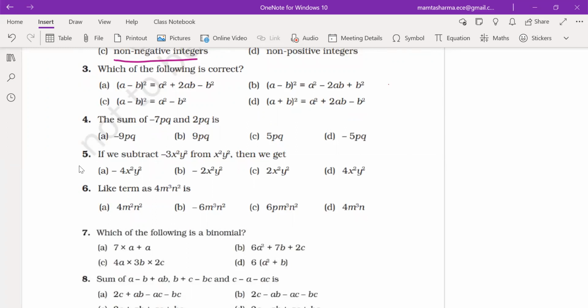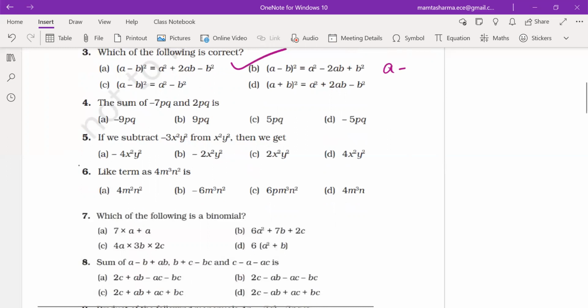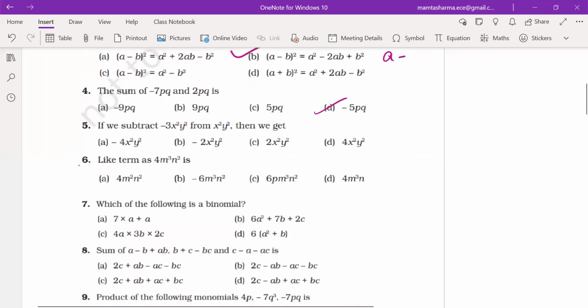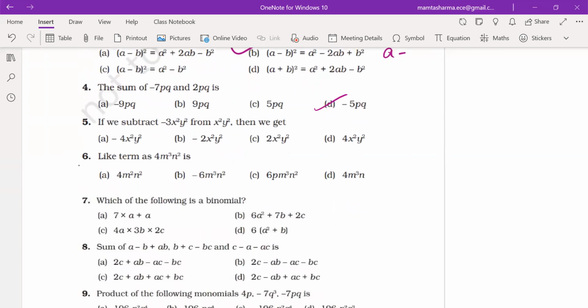A minus... Ma'am, B, the second one. Yes, correct. The fourth one, minus 5pq. Yes, correct. The fifth one, the second one, ma'am, minus 2x square y square. Yes. So Ananya got 5 out of 5, 100% marks.